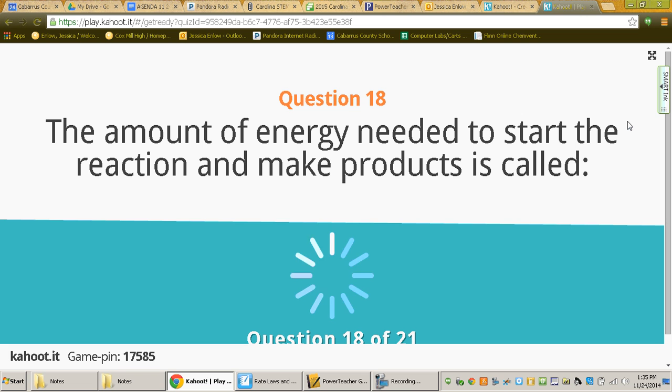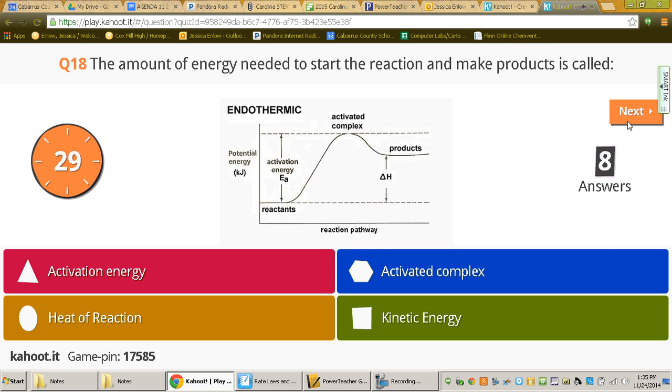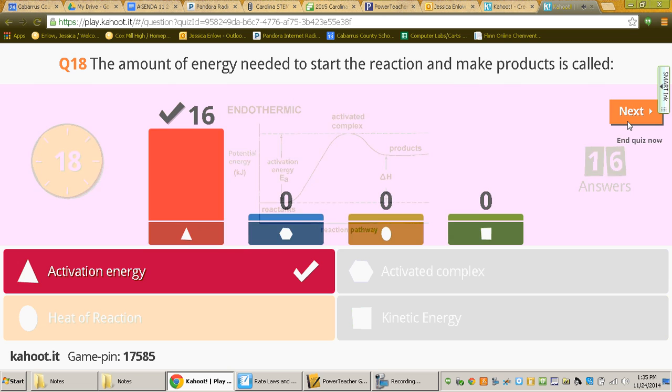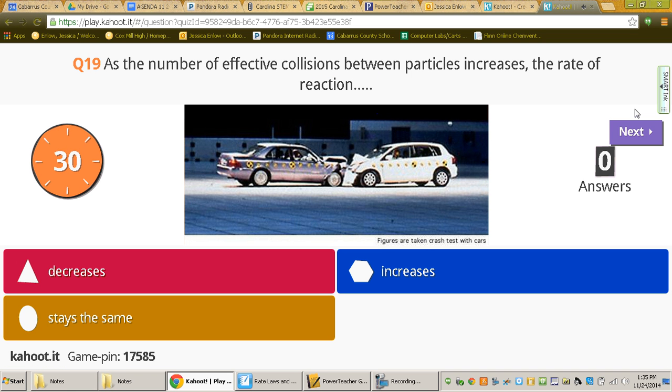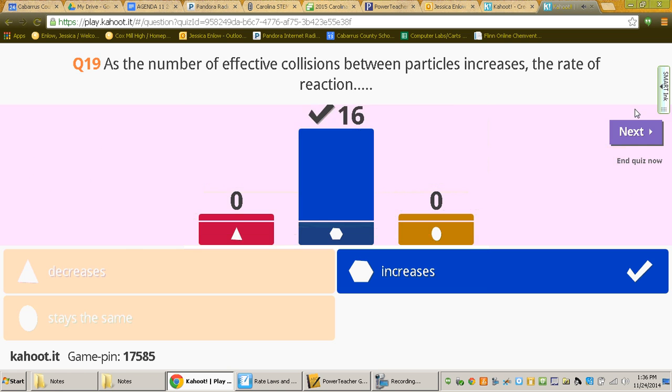The amount of energy needed to start the reaction and make products is called. Wow, this is a hard one. I think I got it wrong. Cool. Activation energy. Good. Thank you. As the number of effective collisions between particles increases, the rate of reaction. Yay! Okay, that's easy. We got this.